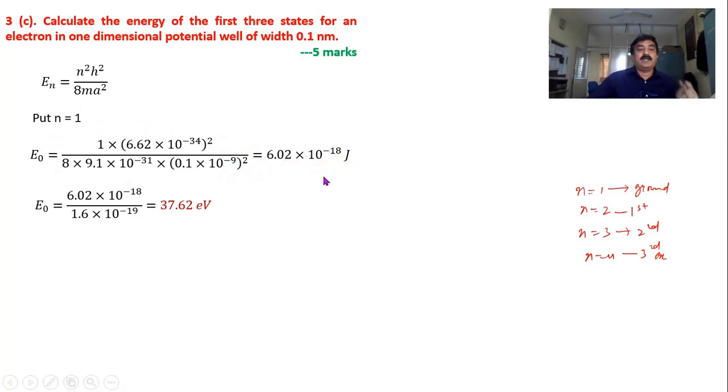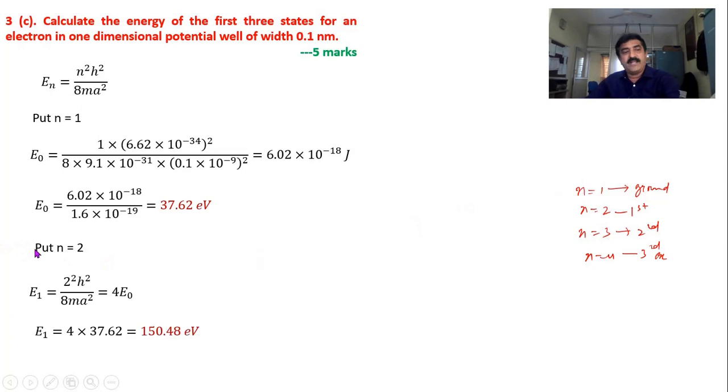Normally we expect the answer in electron volt. Final answer you have to express in electron volt. Therefore convert this to electron volt by dividing the whole answer by 1.6 into 10 power minus 19. So when I do so, I get the answer as 37.62 electron volt. So this is the ground state energy, that is n is equal to 1 level energy.